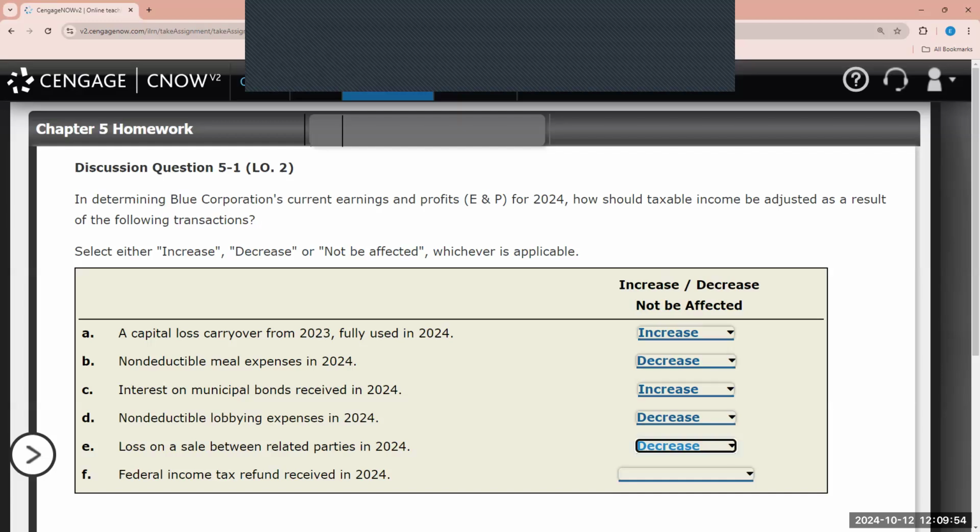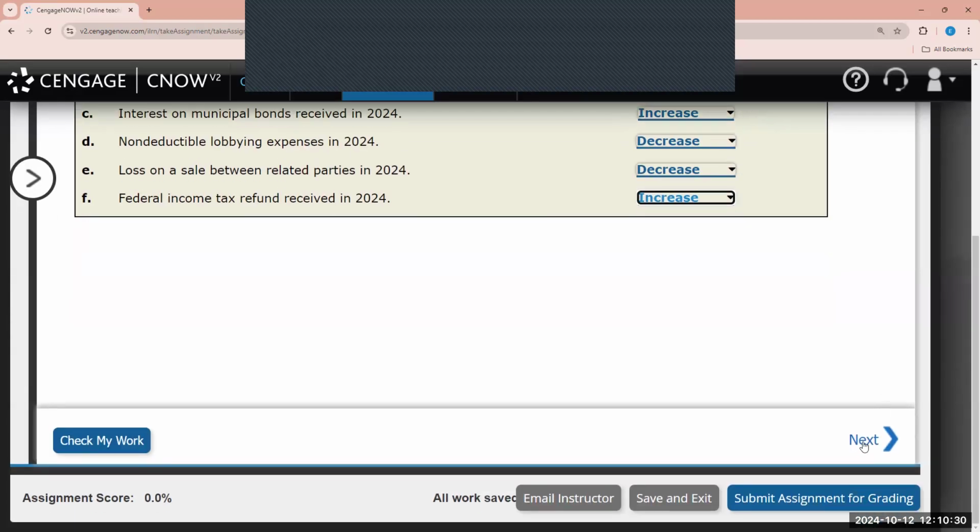And then lastly, we have a federal income tax refund received in 2024. So much like C, the interest on municipal bonds received in 2024, federal income tax refunds are not treated as income. However, again, we're thinking of it from a logical perspective. The cash that we have, the monies available, the federal income tax refund presents more cash to the business. Therefore, it increases the dividend paying capacity. So ultimately, the federal income tax refund would increase the earnings and profits for a corporation.